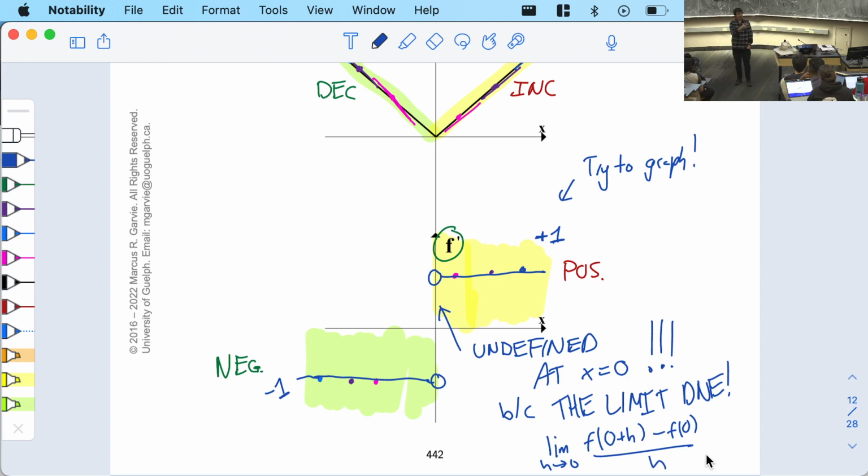That limit is going to tell you the slope of the tangent line, and that limit does not exist here because on one side it's plus 1, on one side it's negative 1. So that is the picture proof, and we have discovered this thing that if you have a corner, the limit does not exist at a corner.